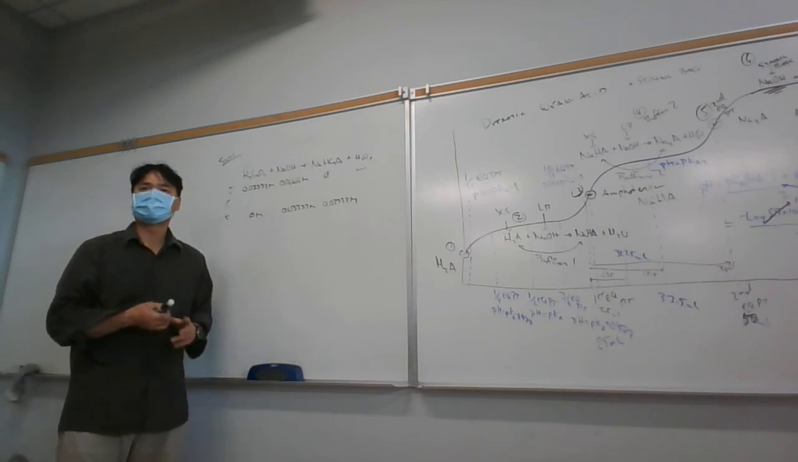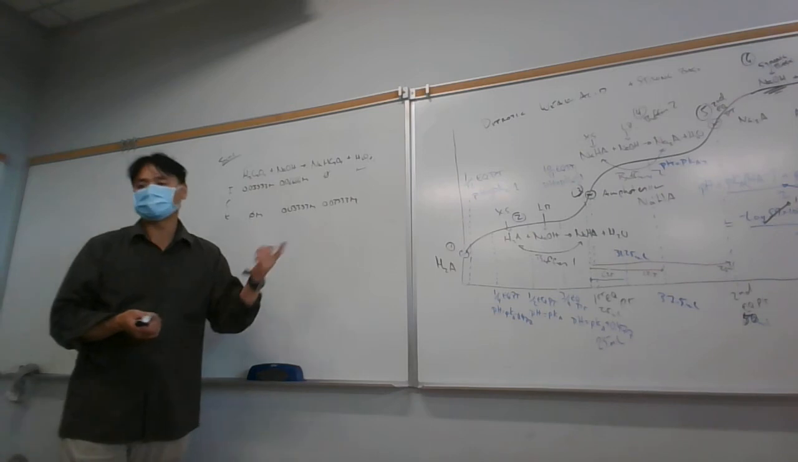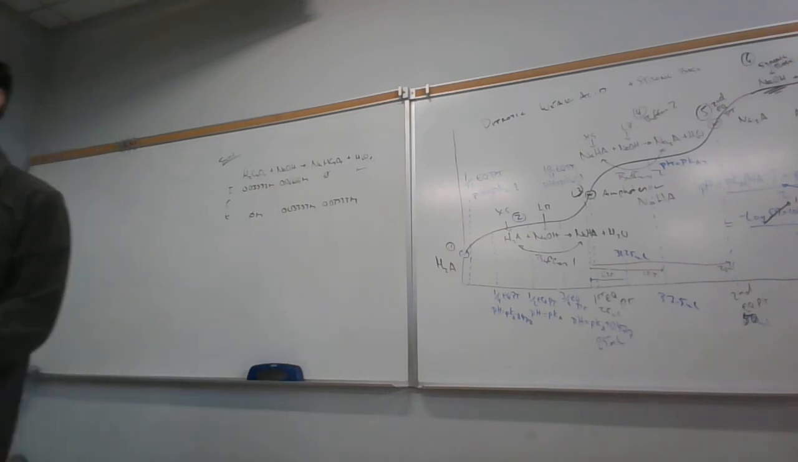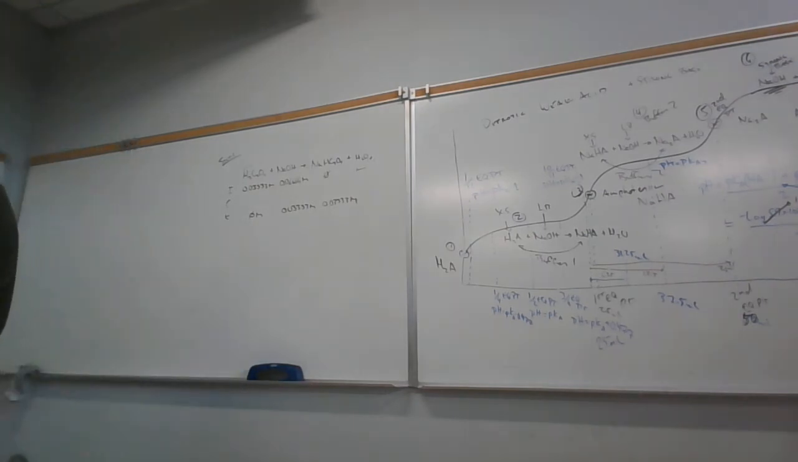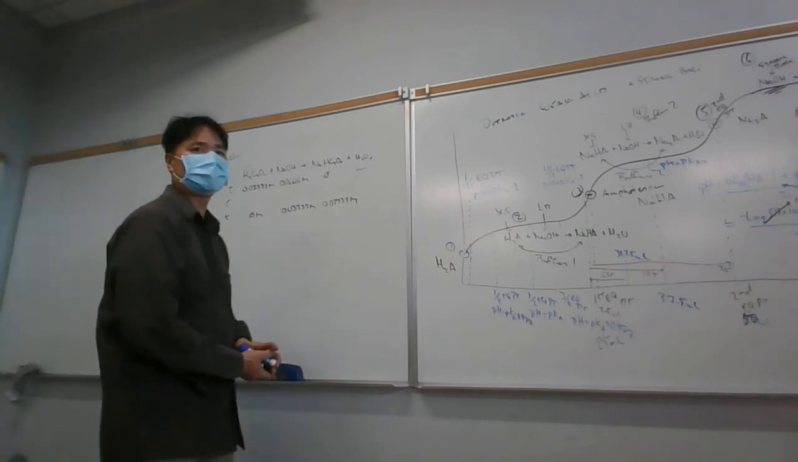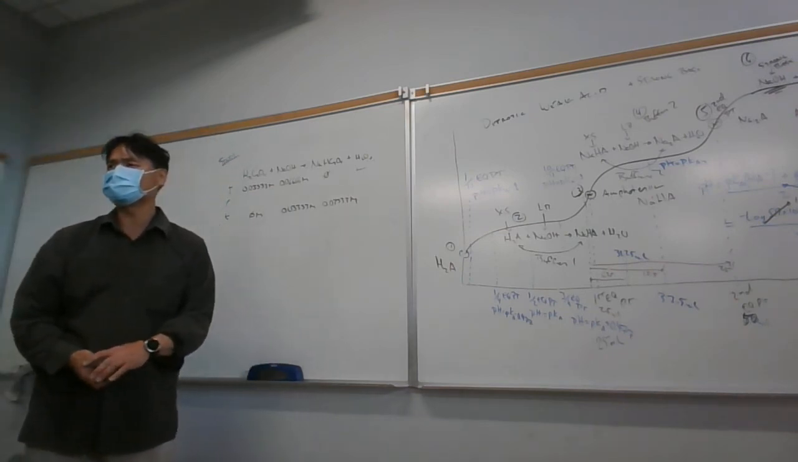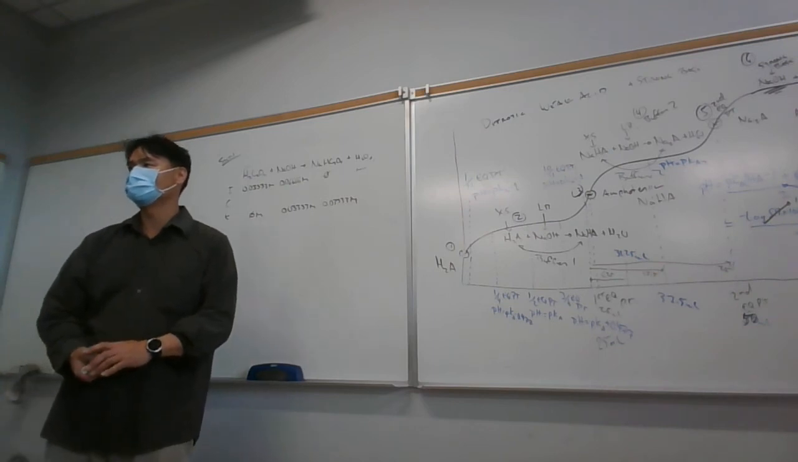This is not a buffer. One, you'll never have a strong base or a strong acid in a buffer. It's got to be weak. And two, they have to be conjugates. These are unrelated. And so this is not a buffer. So we can't do the Henderson-Hasselbalch. If we can't do the Henderson-Hasselbalch, where do we go from here?